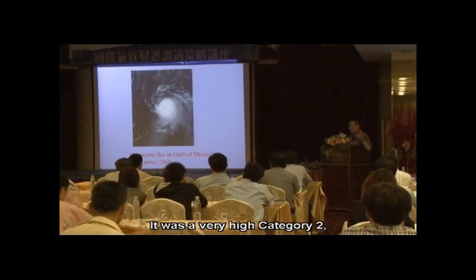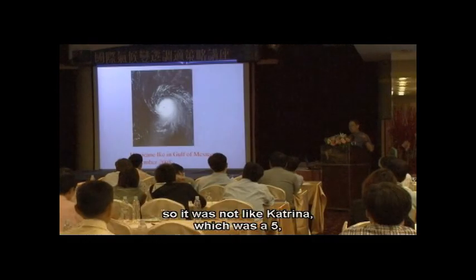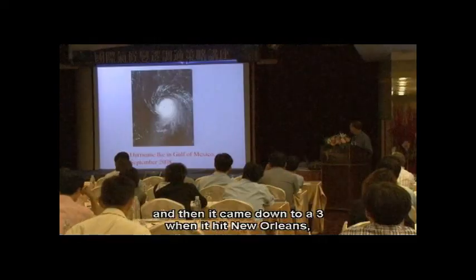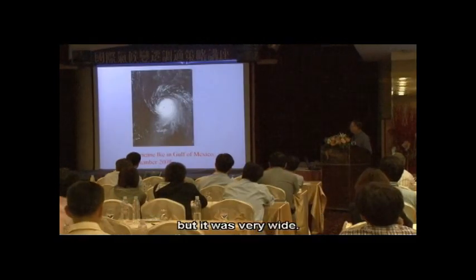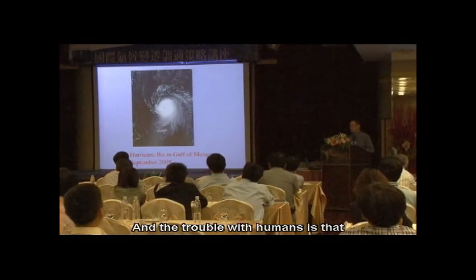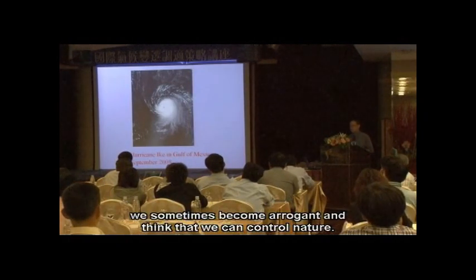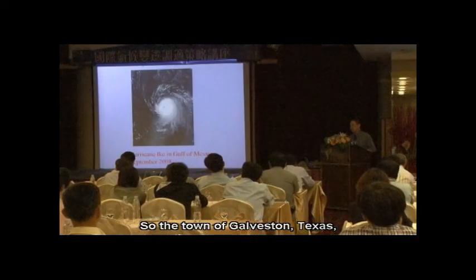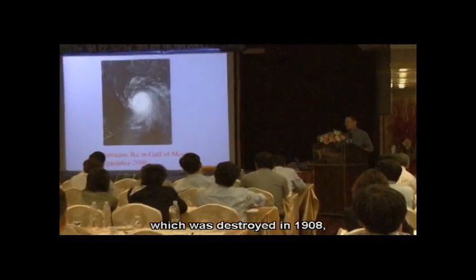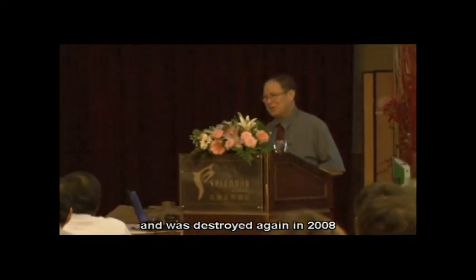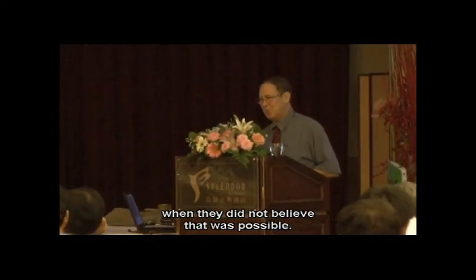It was a very high category 2, so it was not like Katrina, which was a 5, and then came down to a 3 when it hit New Orleans. But it was very, very high. And the trouble with humans is that we sometimes become arrogant and think that we can control nature. So the town of Galveston in Texas, which was destroyed in 1908, was destroyed again in 2008 when they did not believe that was possible.